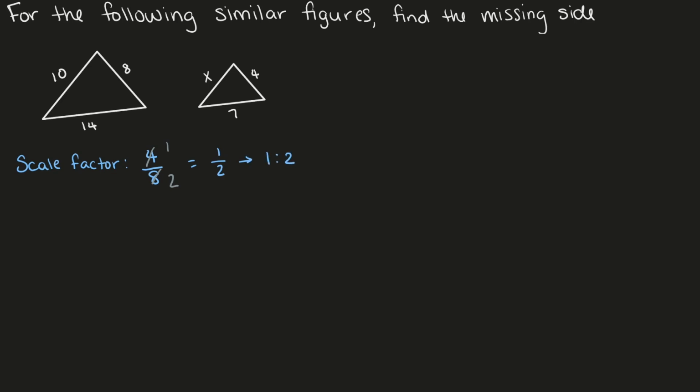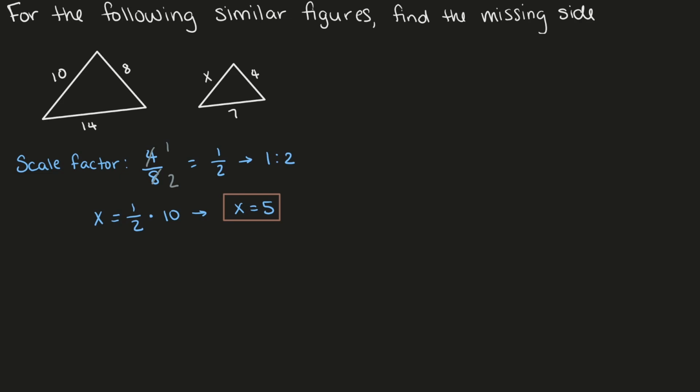So our x is going to be equal to half of the corresponding side because that's our smaller triangle. So x is equal to 1/2. The corresponding side is 10, which means x is equal to 5. So our missing side value is 5.